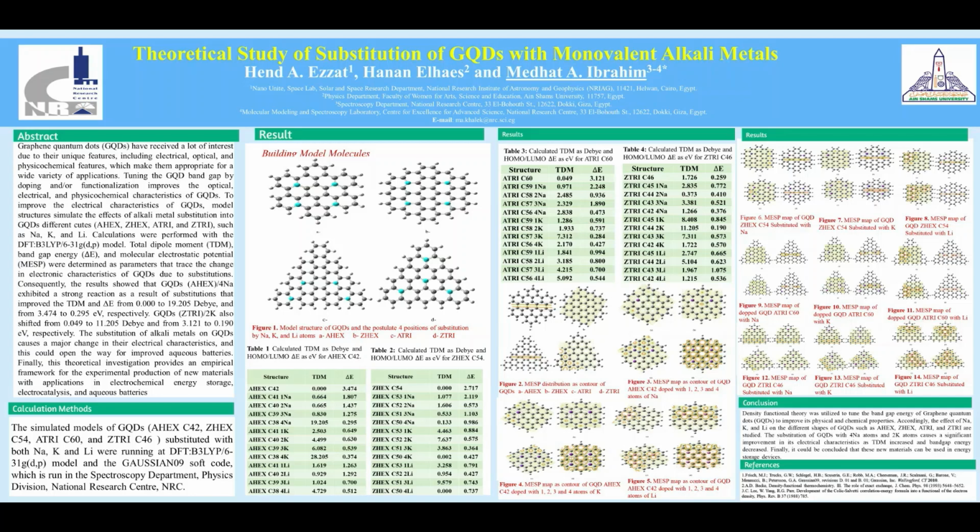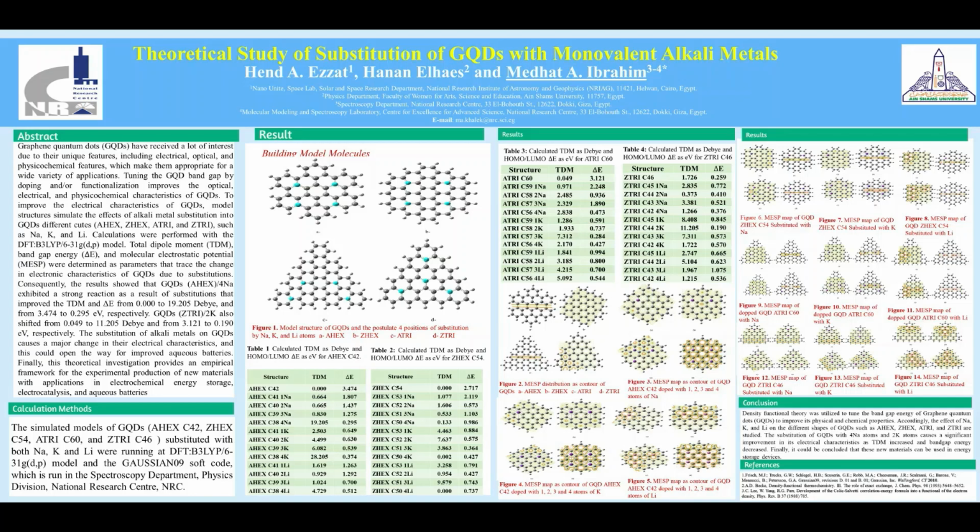Total dipole moment, band gap energy, and molecular electrostatic potential were determined as parameters that trace the change in electronic characteristics of graphene quantum dots due to substitutions. Consequently, the results showed that armchair hexagonal graphene quantum dots substituted with four sodium atoms exhibited a strong reaction as a result of substitutions that changed the total dipole moment and band gap energy from 0.00 to 19.205 Debye, and from 3.474 to 0.295 electron volts, respectively.